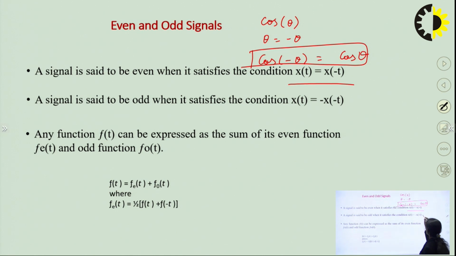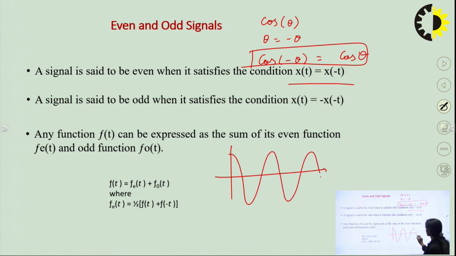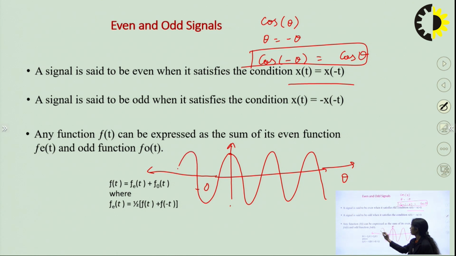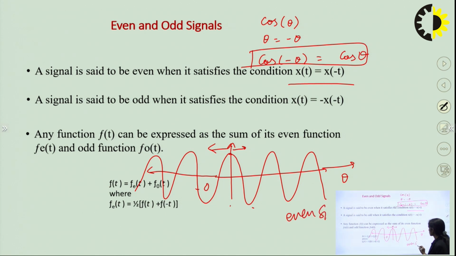So if we draw the cosine signal, it can be drawn like this. This is the original form of the cosine signal with plus theta, and if we take the negative part of the angle, this is the minus theta, and if I plot this again, I get this positive signal, but the signal is symmetrical about the y-axis. So this is the case of an even signal. In this case, I am getting the even signal.